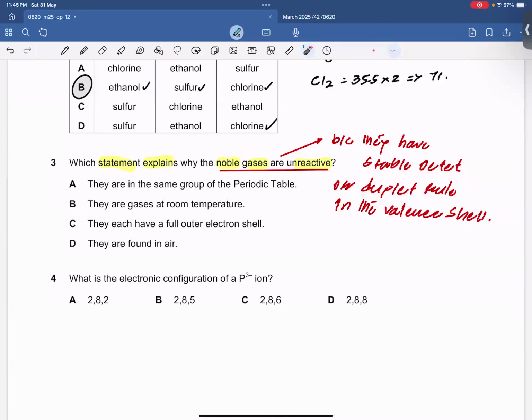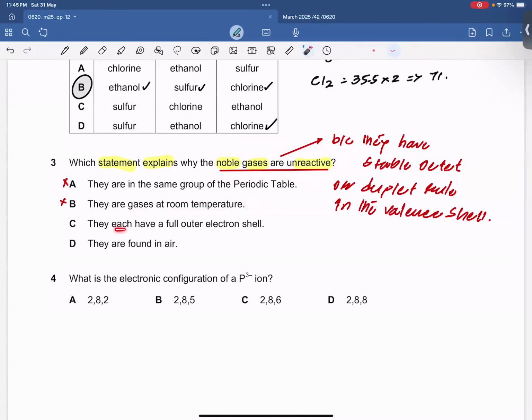All right. They are in the same group of the periodic table. That's true. They are in the same group of the periodic table, but that doesn't reflect the reason for this unreactivity. Which is why A is absolutely incorrect. They are gases at room temperature. That's also true. But this statement doesn't reflect the reason for this unreactivity. Obviously, option B is incorrect.